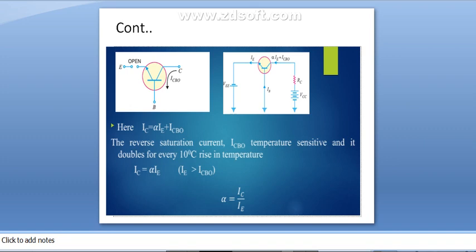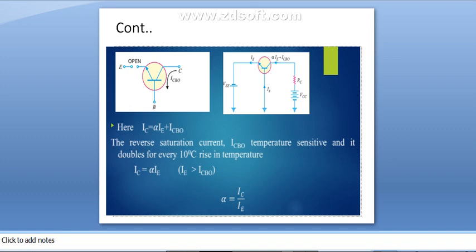The reverse saturation current ICBO is temperature sensitive and it doubles for every 10 degrees centigrade rise in temperature. So it depends on the temperature. Here IE is greater than ICBO, so we can write IC equal to alpha IE.